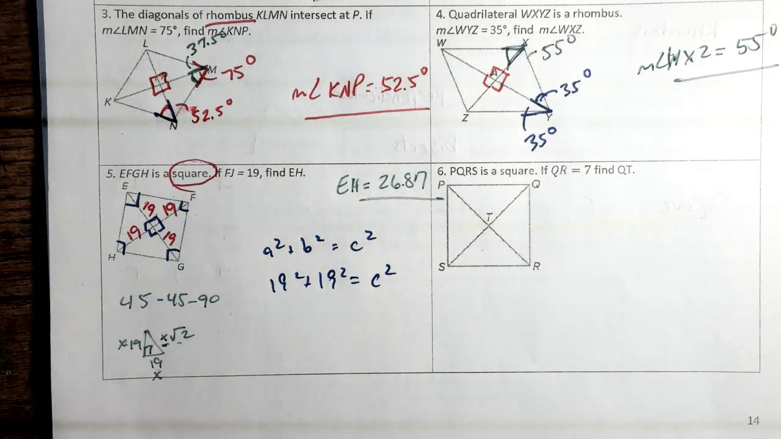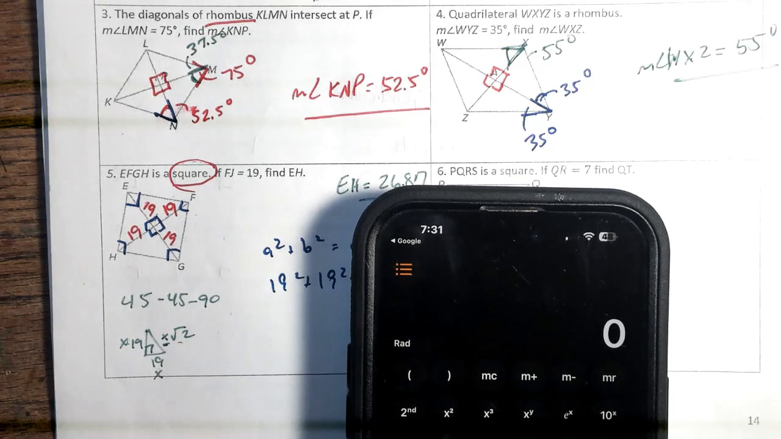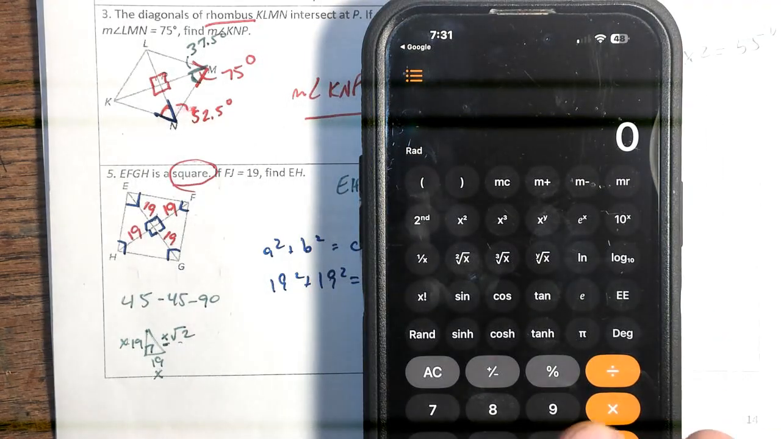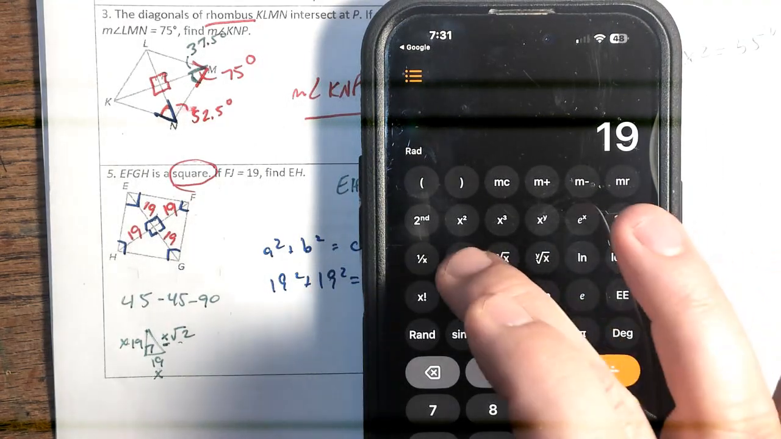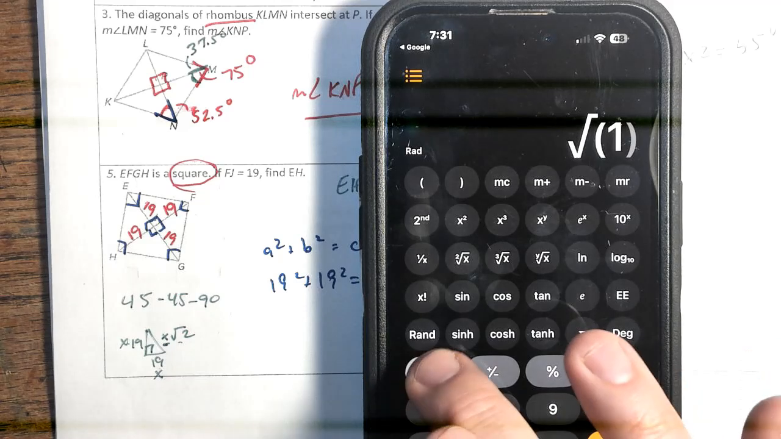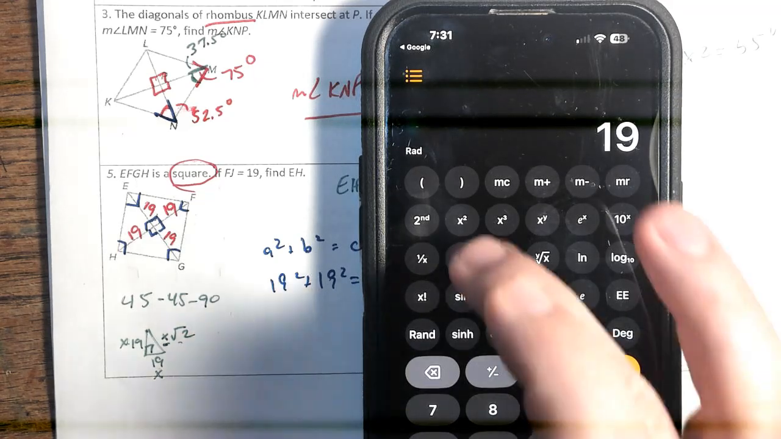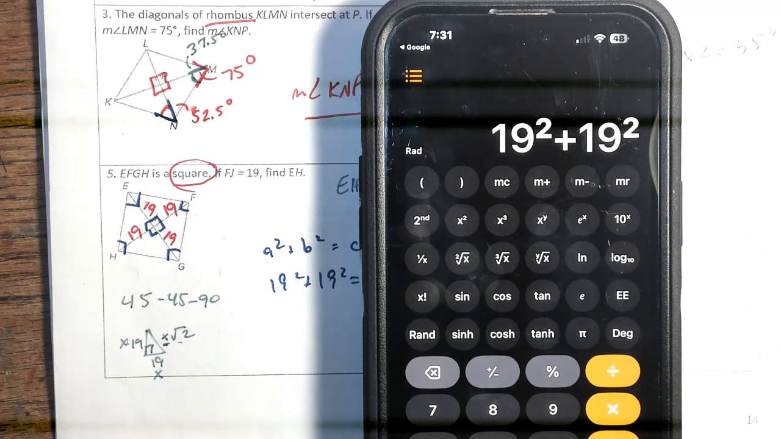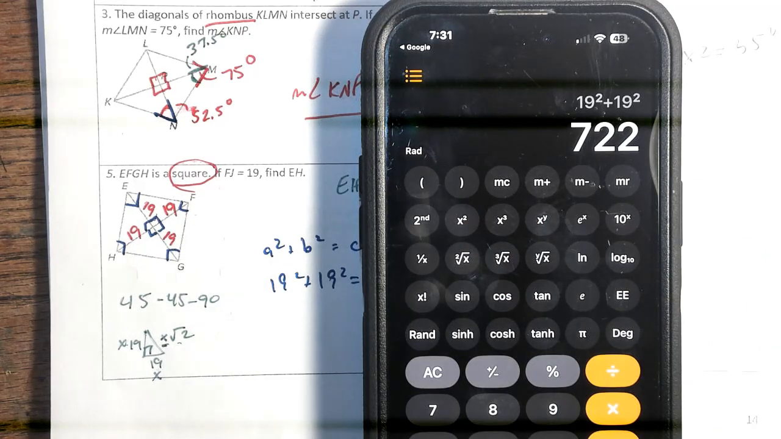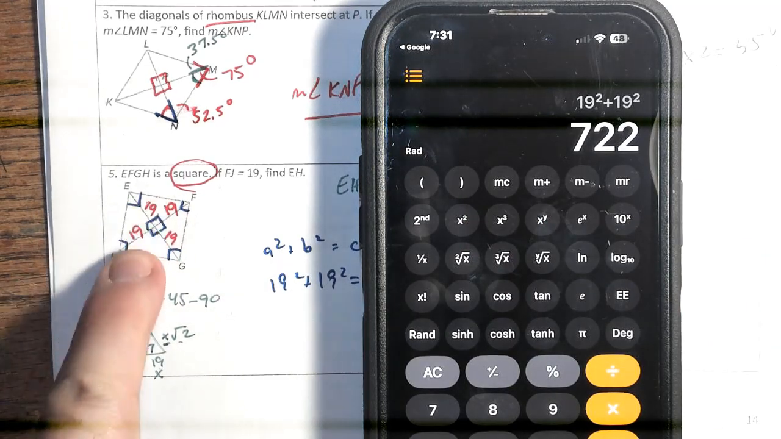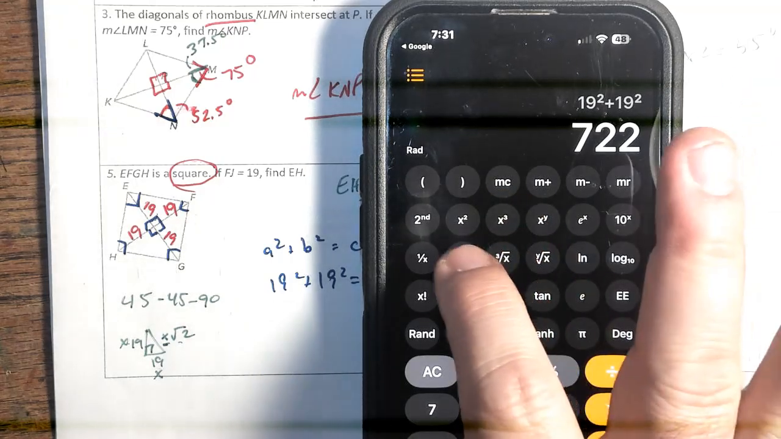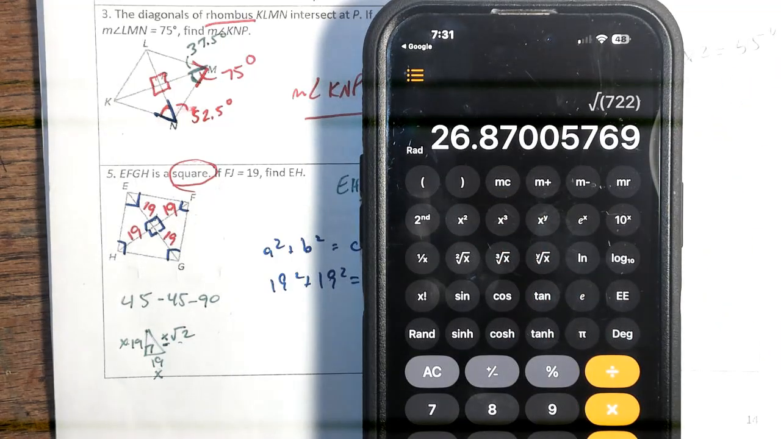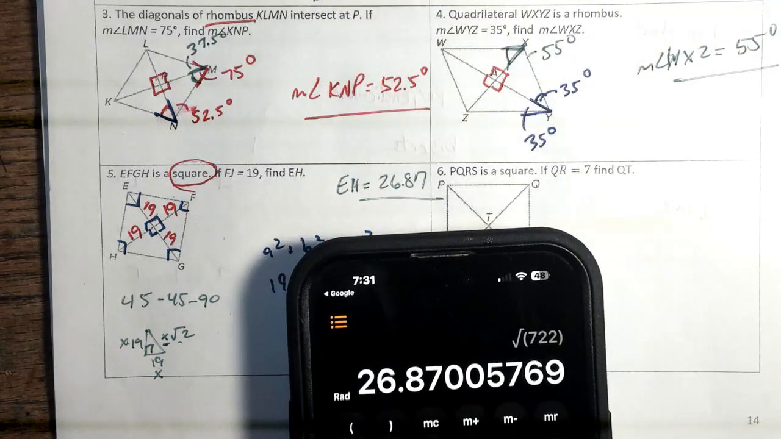So let's do this here. We'll use the calculator again. 19 squared, oops, wrong button. 19 squared plus 19 squared gives us 722. That's c squared. That's EH squared. We want the square root of that. What do we get? 26.87.